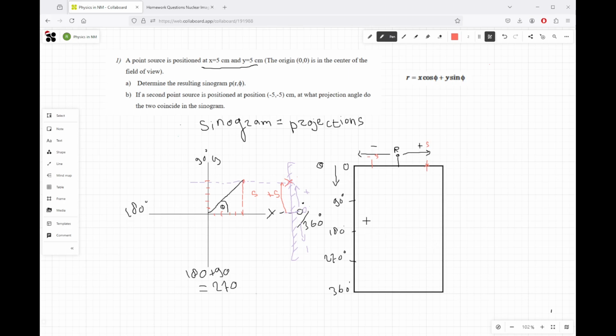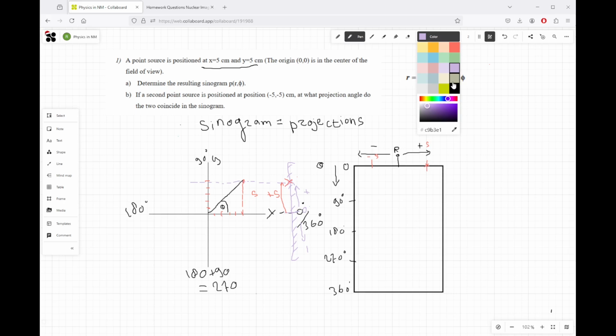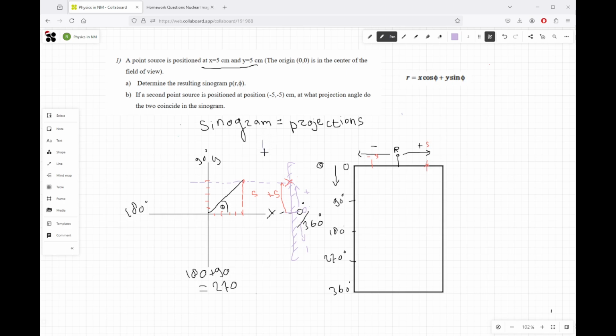All right, let's now make a detector at 90 degrees. So over here, detector at 90 degrees. Again, here you have the center, 0.